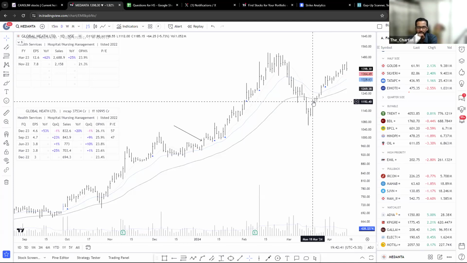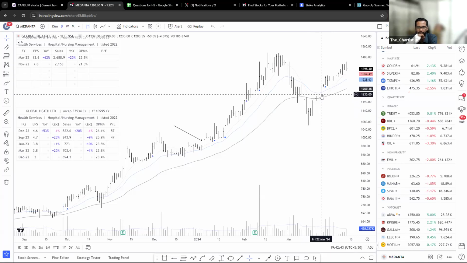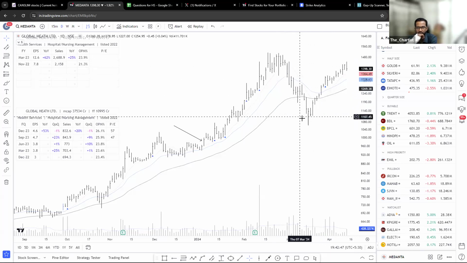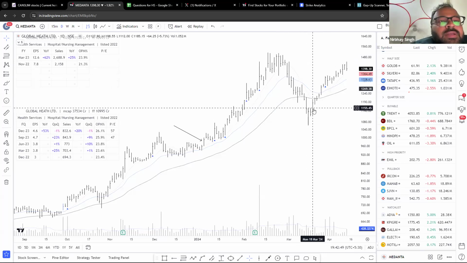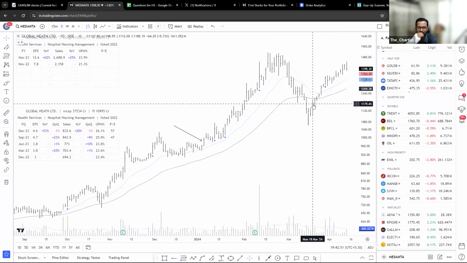Very risky, sir. Unless it comes above 50 MA, it's risky. Right? Yes, very risky setup. Can buy, but risky.